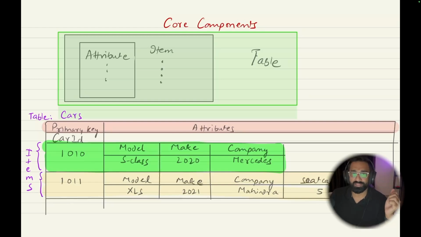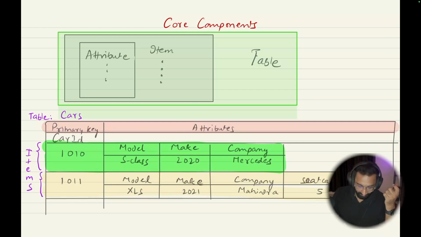For DynamoDB, there are some core components that one should be aware of. These are attributes, items, and tables. Attributes are the key values that form a particular item, and multiple items would be in a particular table.